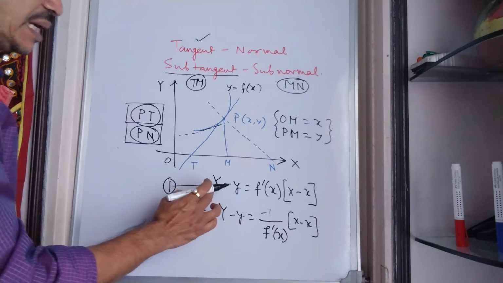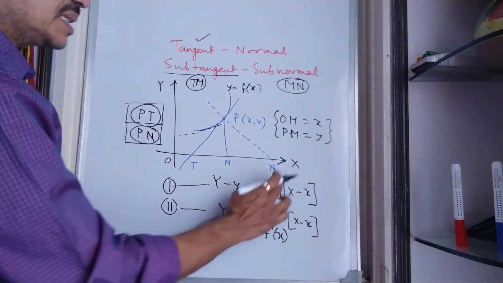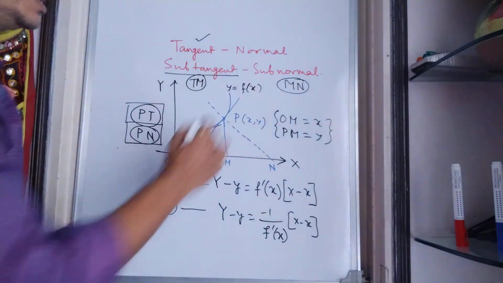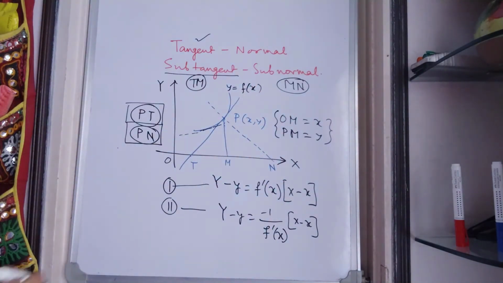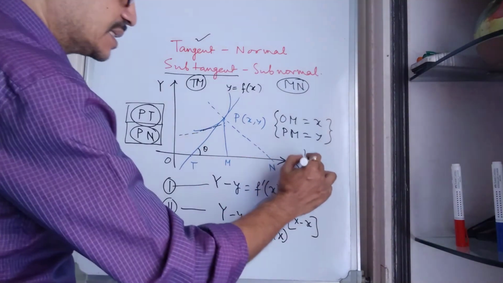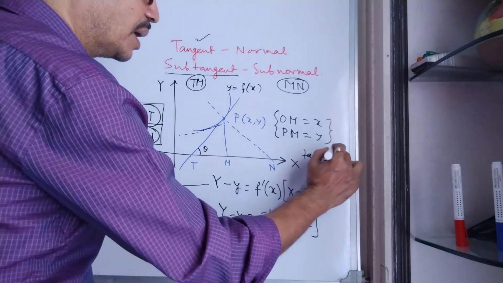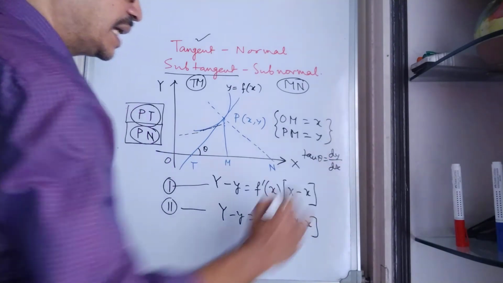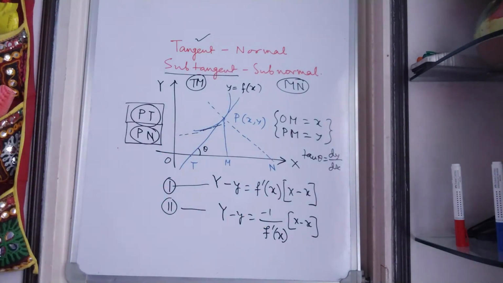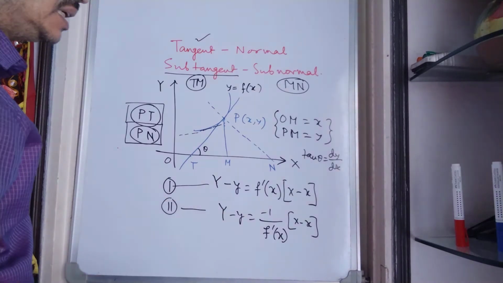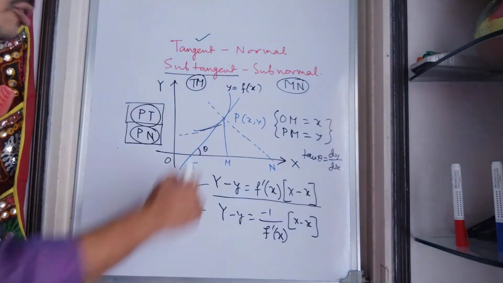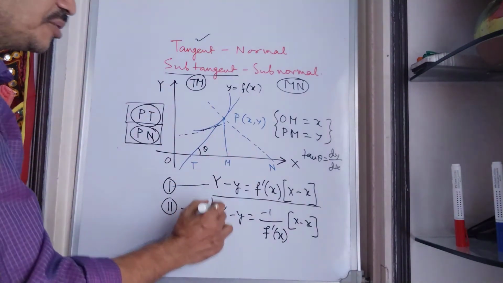The tangent has equation capital Y minus small y equal to f prime x into capital X minus small x, where obviously f prime x is the derivative of y with respect to x, which gives the gradient of the tangent. Tan theta is dy/dx. This we all know from our initial knowledge of calculus. So whenever we have the curve, we can calculate the gradient of the tangent, or the derivative of the function, and write down the equation of the tangent like this, and the normal will be perpendicular to this, so it will have an equation like this.